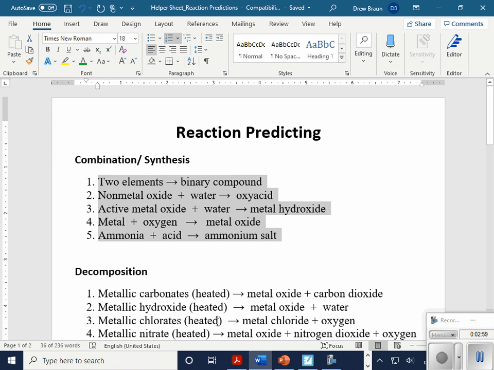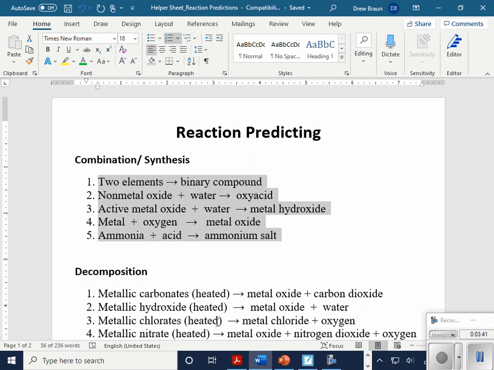We need to pick which one out of these 5 we're dealing with when we're talking about aluminum plus oxygen. So as I look, I just go through and ask myself questions like, number 1, is this 2 elements? Well, yes, it is 2 elements, isn't it? So it could be number 1. Is it a non-metal oxide and water? No. Is it an active metal oxide and water? No. Is it a metal and oxygen? Yes, it is.